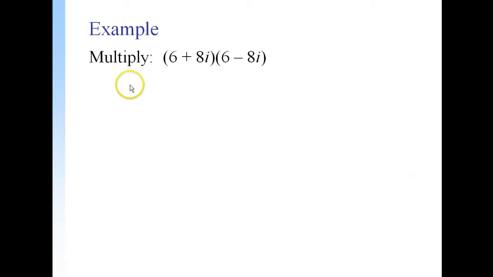Okay, now we are going to do some foiling. And these are conjugates. And watch what happens. So remember, there's no middle term. They cancel out. So this is going to be 36. This is going to be a -64 i squared. But what is i squared? i squared is a -1. So this becomes -64 times -1, a +64. So this becomes 100. Wow, that's cool.